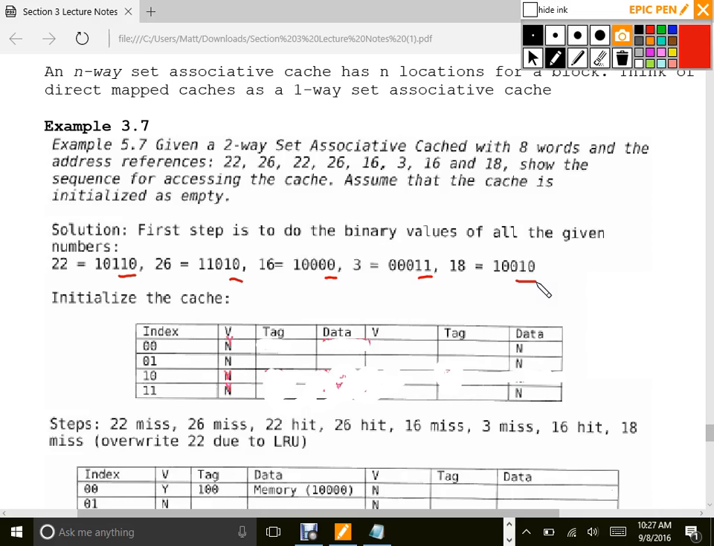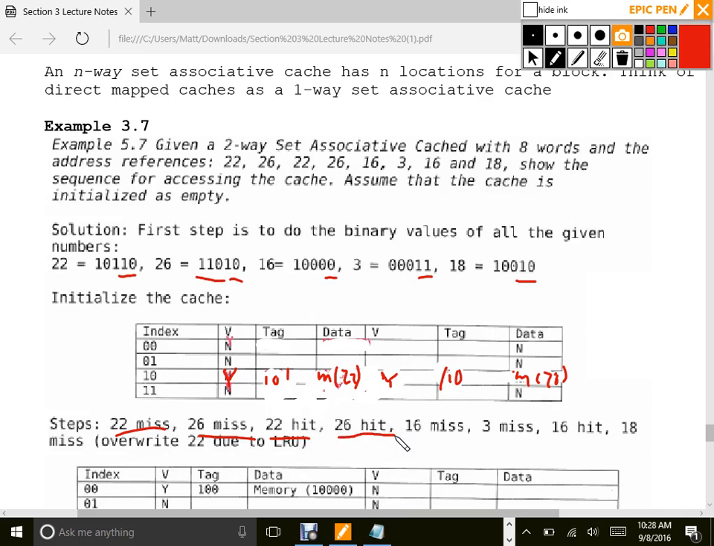So in the first case, it's going to be 22. 22 is 1, 0, so we're going to change this to yes. The tag is going to be 1, 0, 1. Data is memory. We're just going to call this 22 for space, right? 26 is 1, 0, so yes. Change this valid bit to yes. Then it's 1, 1, 0, and data is memory 26, right? Next is going to be 22 and 26, so we have 2 cache hits. So we see miss, miss, then 22 is a hit, 26 is a hit.